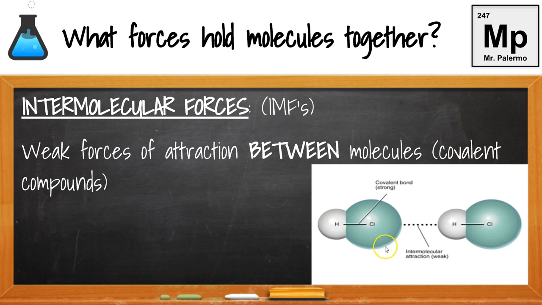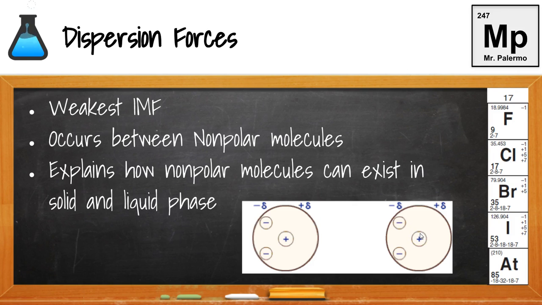And so, for example, HCl has a covalent bond, and the attraction between the chlorine of one molecule and the hydrogen of another is called an intermolecular force. This is a weak attraction. The weakest of these intermolecular forces are called dispersion forces. These occur between nonpolar molecules.